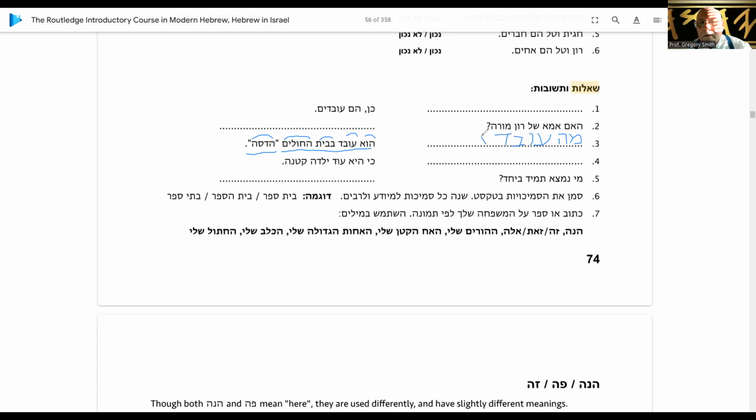Ma oved abba shelcha. Okay, so Ma oved abba shelcha. So what does your father do? Here's the answer. Hu oved baveit haholim. So he works in a hospital by the name of Hadassah. That's the name of the hospital. Hadassah Hospital. So let's see what their answer is.